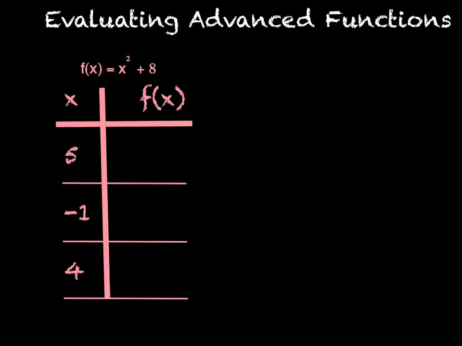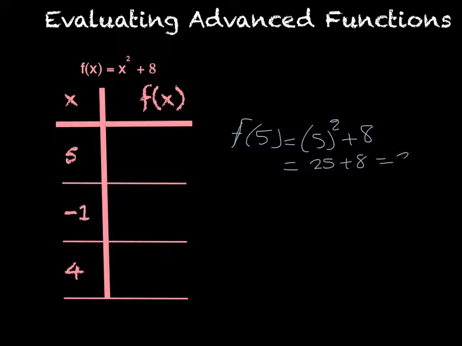So if I want to find f of 5, then I'm going to put 5 in for the x. So 5 squared plus 8. And then if I solve that, then I have 25 plus 8, which is 33. So f of 5 is 33.